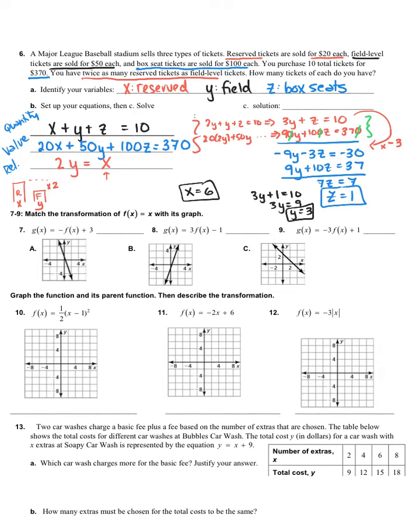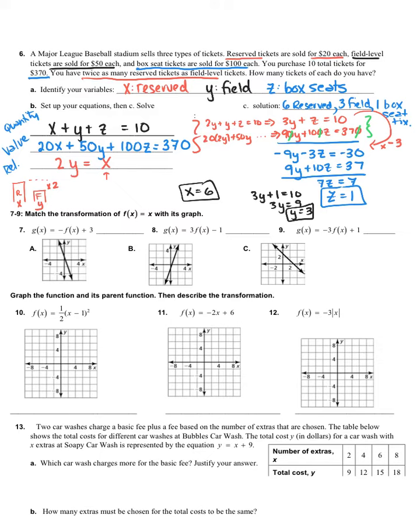So to write your final answer, you want to write the solution in a meaningful way. So that means I have 6 reserved tickets, 3 field tickets, and 1 box seat ticket. Okay? I hope that made sense.